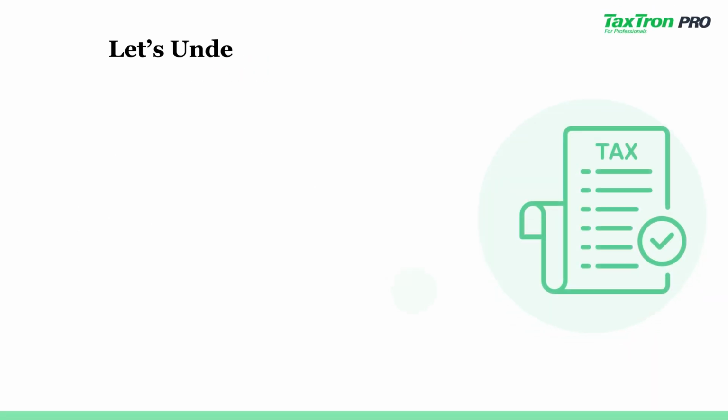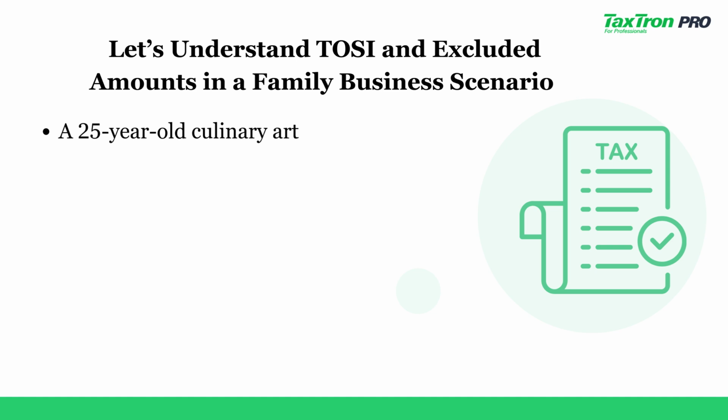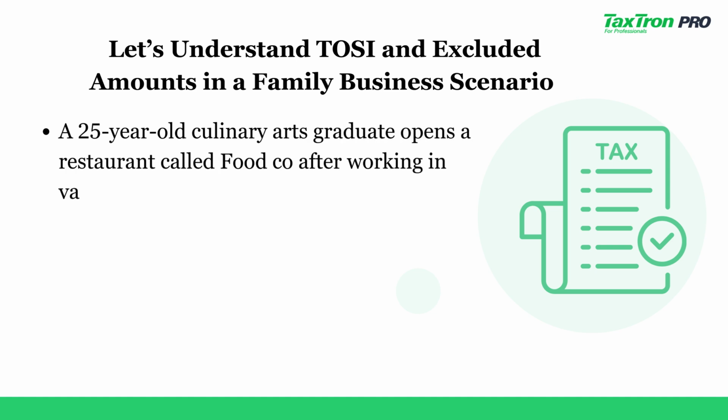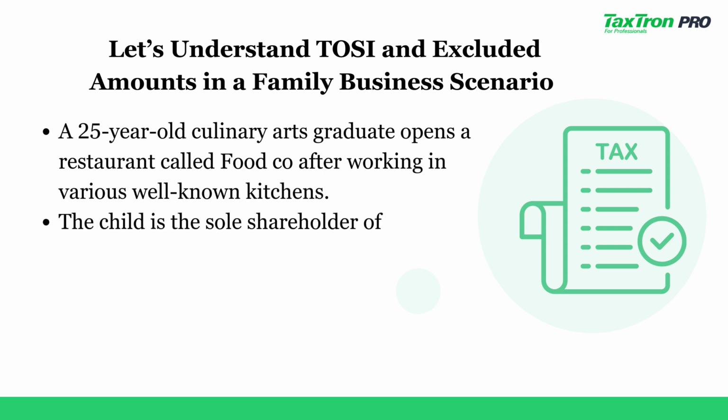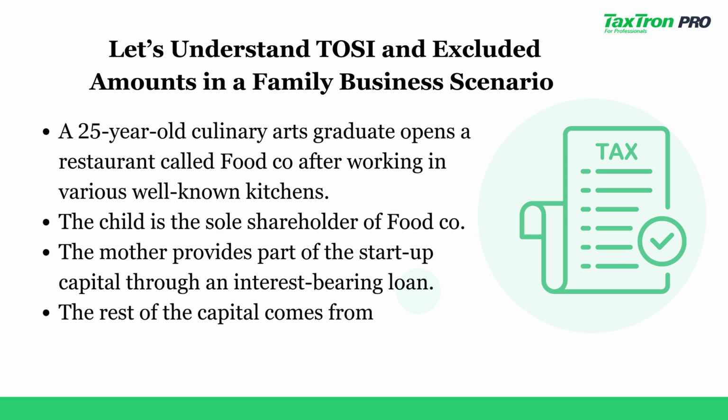Let's understand TOSI and excluded amounts in a family business scenario. A 25-year-old culinary arts graduate opens a restaurant called Foodco after working in various well-known kitchens. The child is the sole shareholder of Foodco. The mother provides part of the startup capital through an interest-bearing loan. The rest of the capital comes from friends and the child's savings.